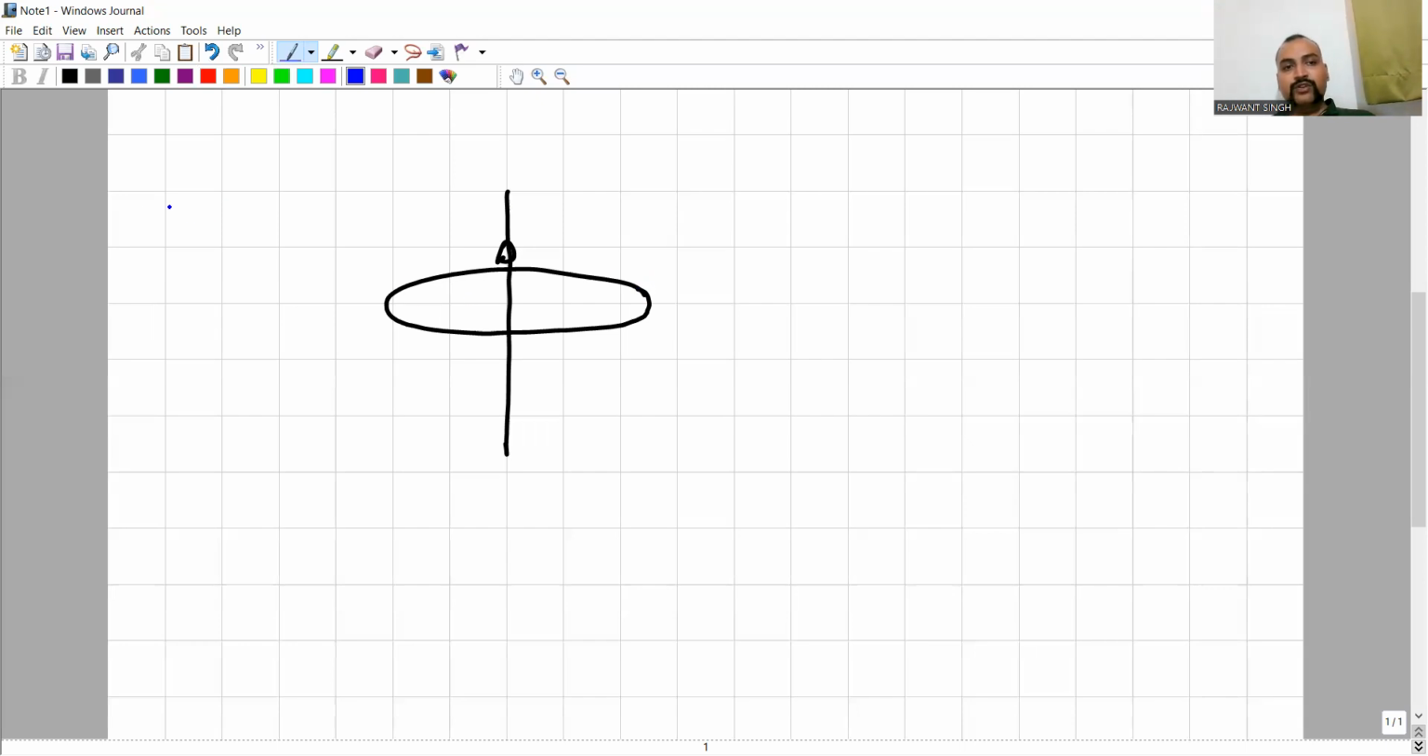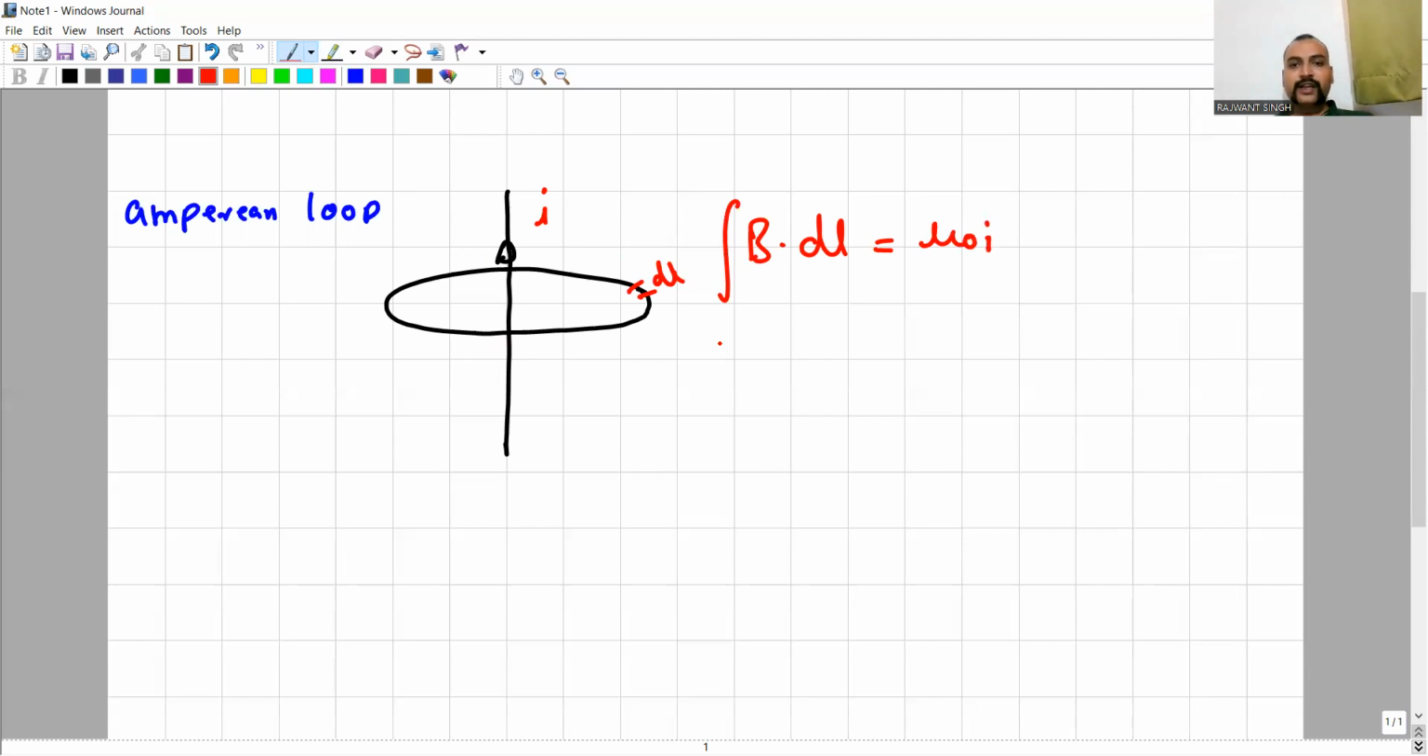Now, this loop is also called an Amperian loop. As in electrostatics, you had Gauss's law and the Gaussian surface. The Gaussian surface was enclosing some charge, and that's how the Gaussian theorem worked. So here also, this is the Amperian loop, and this Amperian loop is enclosing this current. If you take the magnetic field dot product with the dl component of this Amperian loop, what will you get? You get mu naught times the current which is enclosed by this loop.